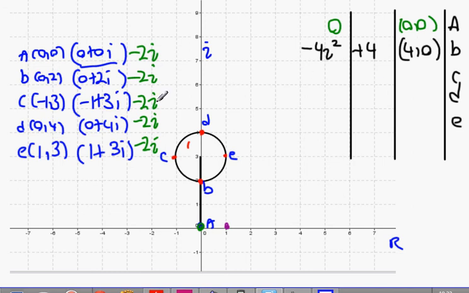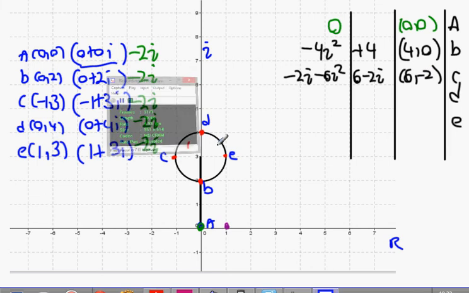What about the next one? Multiply that by 2i. We get minus 2i minus 6i squared. What's that? 6 minus 2i, which is the point 6, minus 2. The i's always go at the end. The i value is the second value. We can see in B there when it's minus 2 into the bracket of 0 plus 2i.